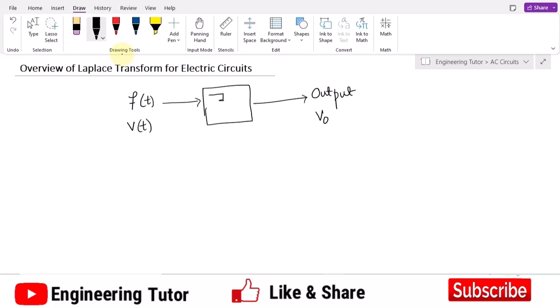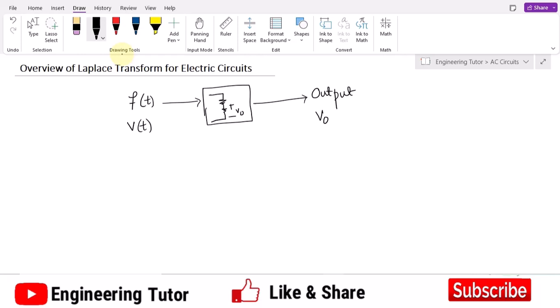So suppose that is basically the circuit and you apply this V of t, and across this resistor you have to find out this V naught. So this system will give you this V naught. Okay, so it also consists of many steps in finding out the output in the time domain.